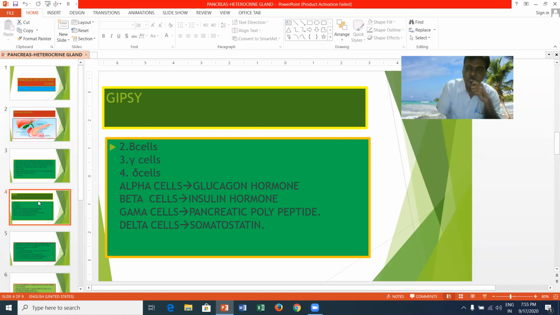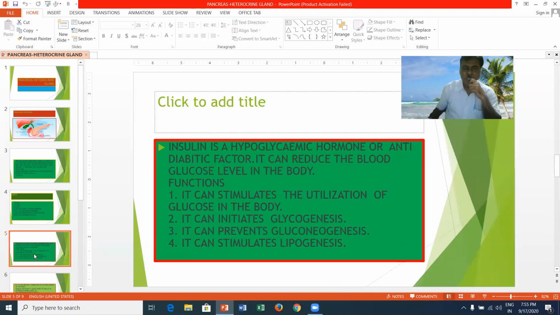You can see the different types of hormones. Insulin is a hypoglycemic hormone. That means it can reduce the blood glucose level, or it is an anti-diabetic factor. It can reduce the blood glucose level in the body. Generally, it is a polypeptide released from the beta cells of the islets of Langerhans.